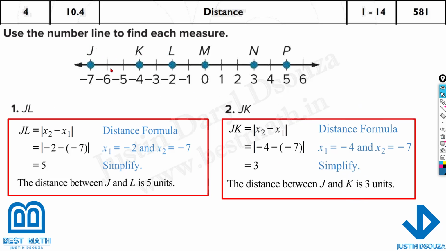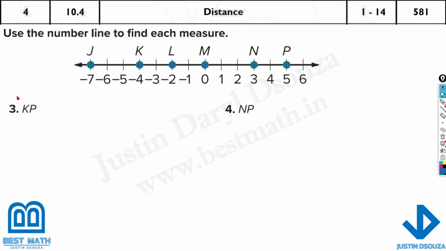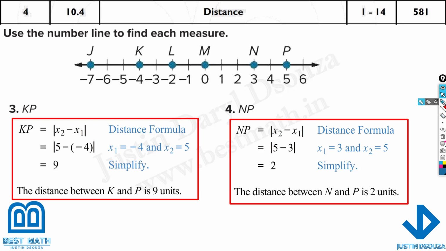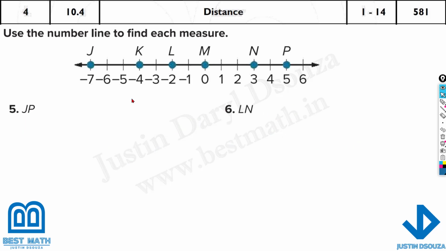Let's count out J and K. It's 1, 2, 3. KP, it's 1, 2, 3, 4, 5, 6, 7, 8, 9. And NP is just 2. If it's a huge number line, then it's easier to do the problem. Say if it's from J to P, it's easier to do 7 minus of minus 7. It's going to be 7 plus 5 plus 7, that's 12. The distance between these 2 points is 12. So it's easier if it's too long, but if it's just nearby, you can just count it out.